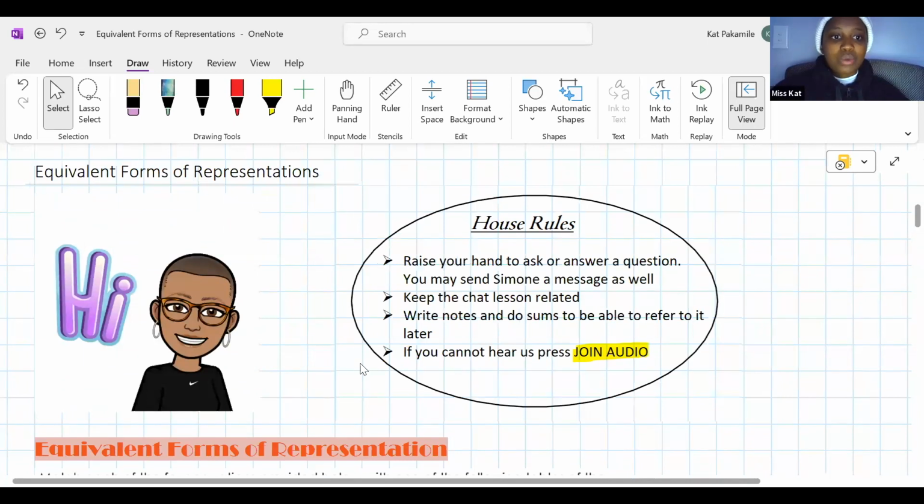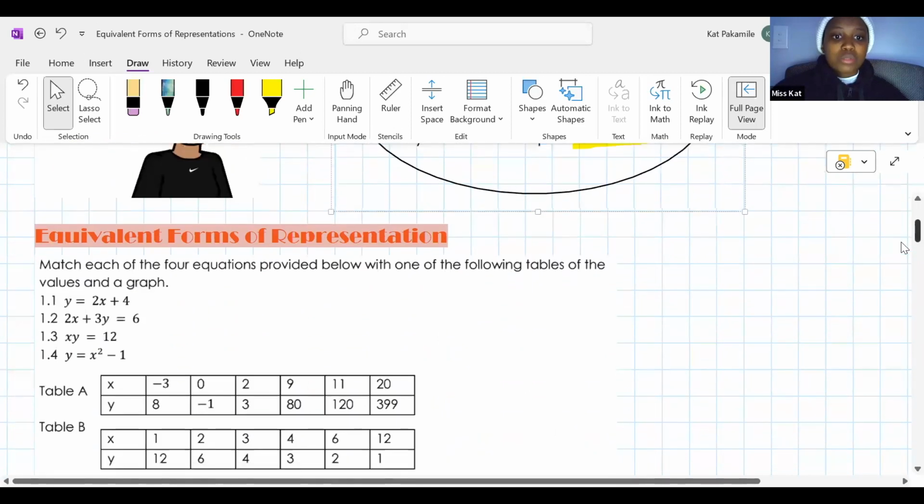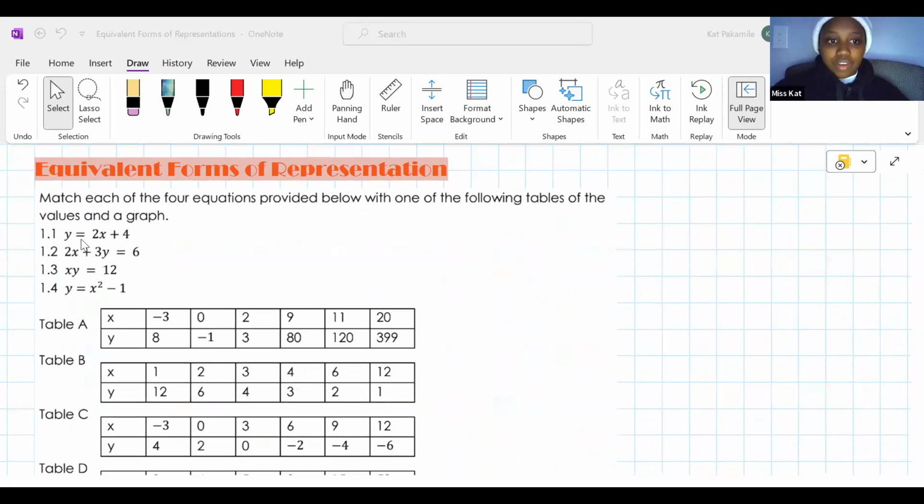Today we're continuing with functions and relationships. We're going to be doing equivalent forms of representation. We can represent relationships in different forms. So today we're going to be exploring.